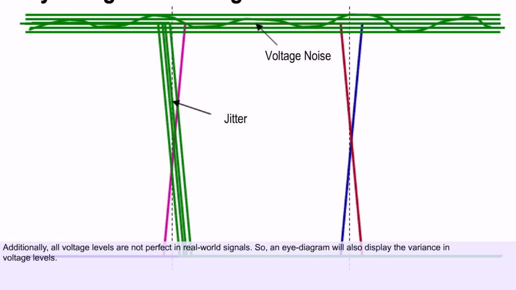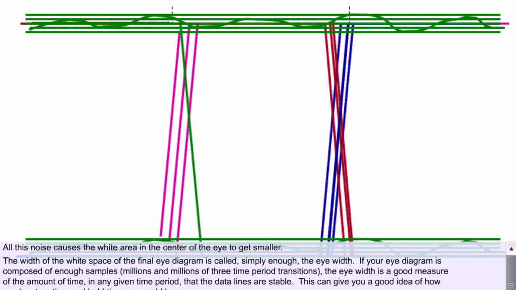All voltage levels are not perfect in real signals, so an eye diagram will also display the variance in voltage levels. All this noise causes the white area in the center of the eye to get smaller. The width of the white space in the final eye diagram is called, simply enough, the eye width.